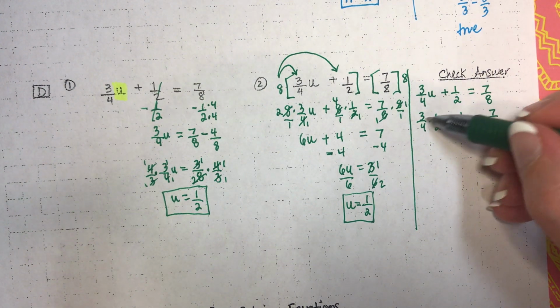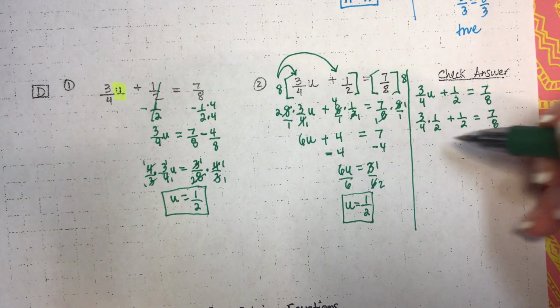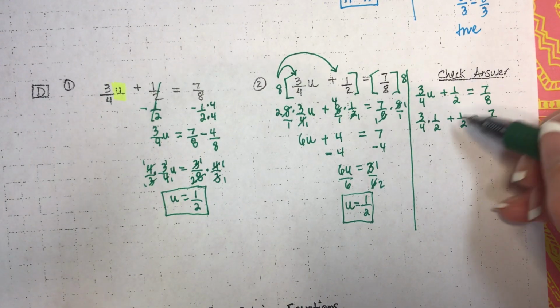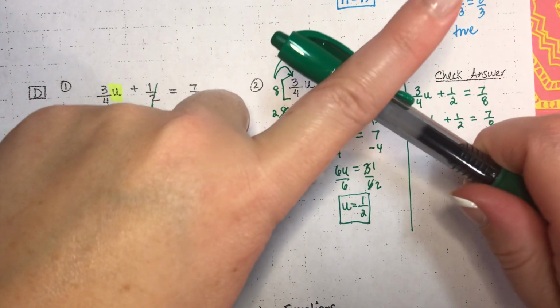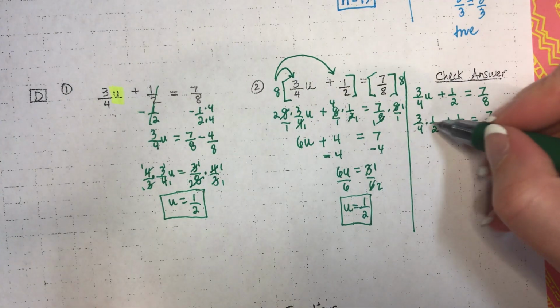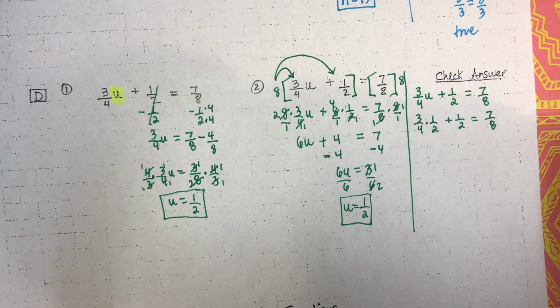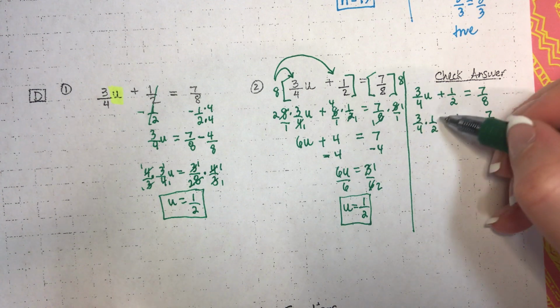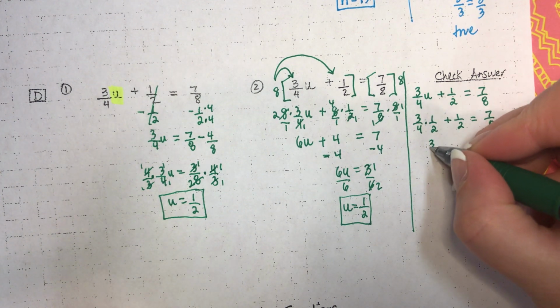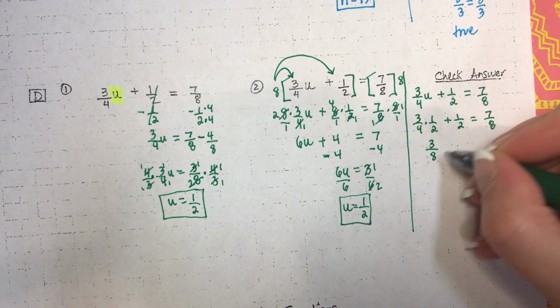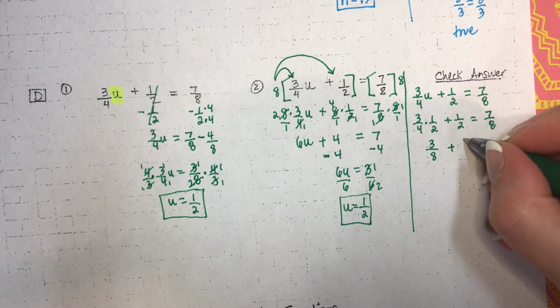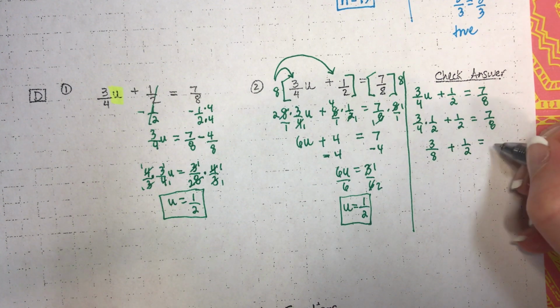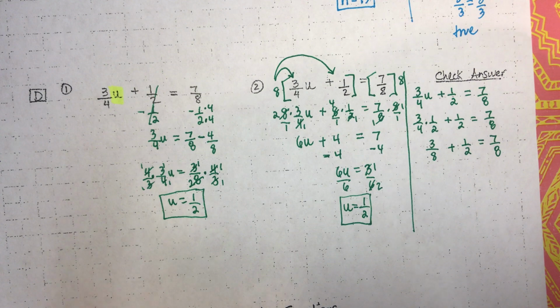Okay, so first we're going to do this little multiplying fractions bit. So remember, we're going to look to cross cancel first and then multiply across. So is there anything we can cancel out with 3 and 2? No. What about 1 and 4? No. So we're just going to multiply across. 3 times 1 is 3 over 4 times 2 is 8 plus 1/2 equals 7/8.